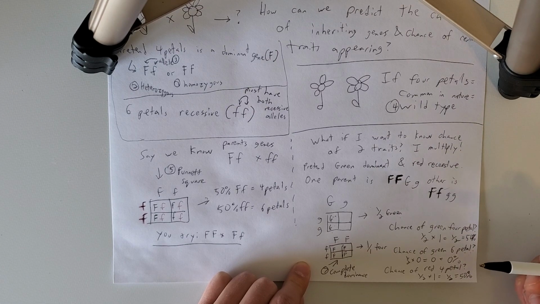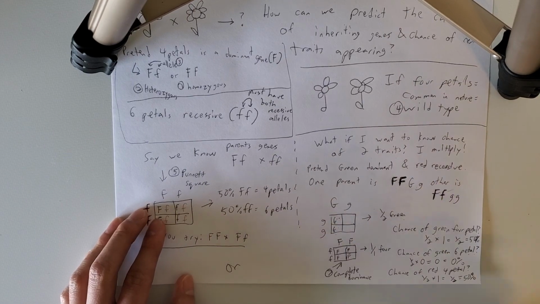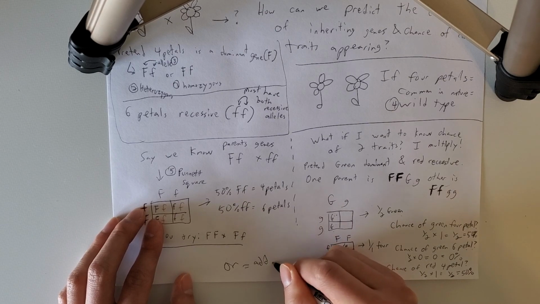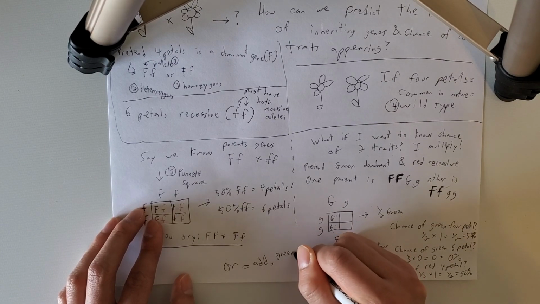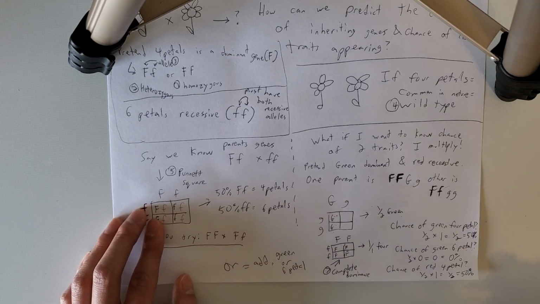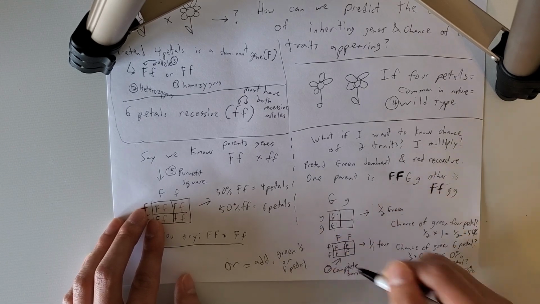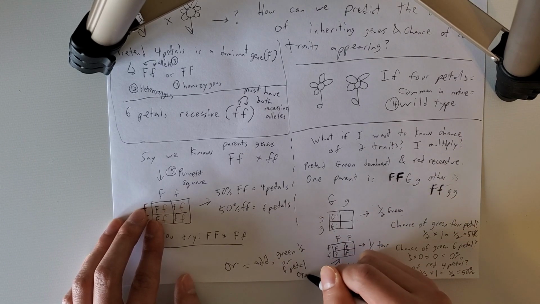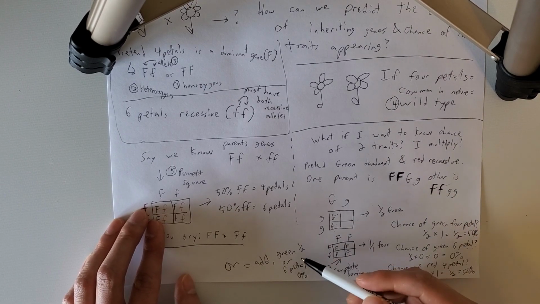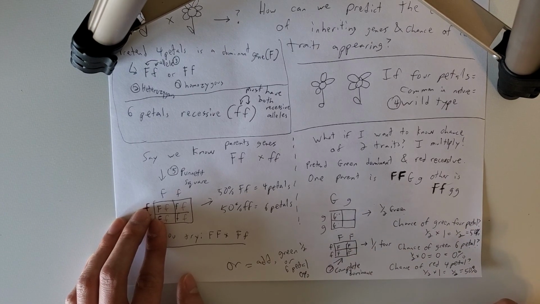Now what if you want to know the chance of OR though? Let's say you want to know OR. In OR, you're just going to add. So here's an example. Green or 6 petal. In the situation where it's green or 6 petal, right? So the chance of green would be 1/2. The chance of 6 petal would be 0%, right? So 1/2 plus 0, it's a 50% chance that you would have a flower that is green or 6 petal. You just add the probabilities together.